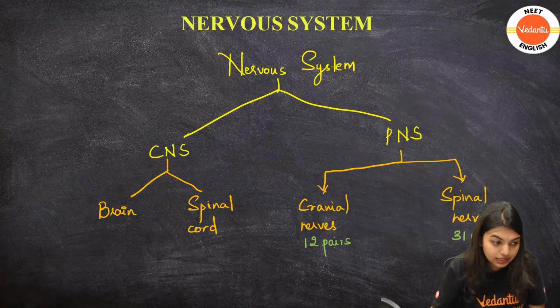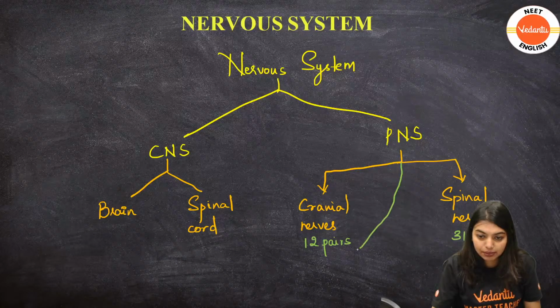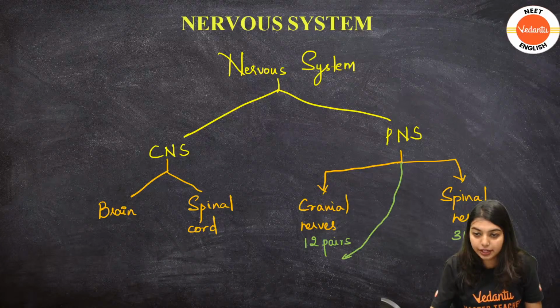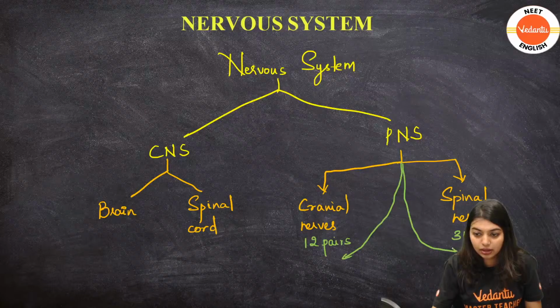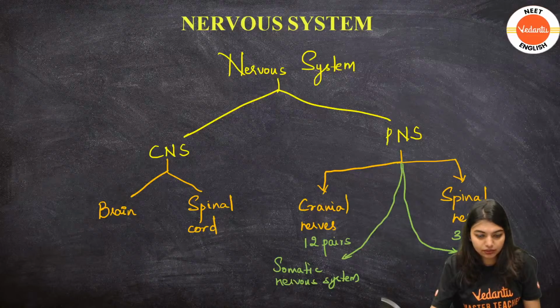Now other than CNS and PNS, what do we have? The PNS is again divided into the somatic nervous system, which you would have studied in your lower classes, and the autonomic nervous system.